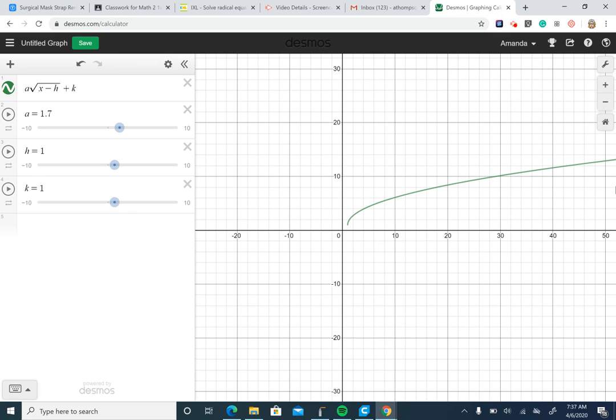And so your IXL is going to ask you different questions about domain and range on this one. If, like I said, as always, if you have questions, just email me, and we can get it figured out. But I do want you to play around on this screen on Desmos for a while.